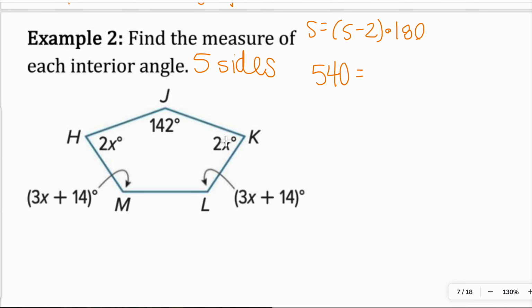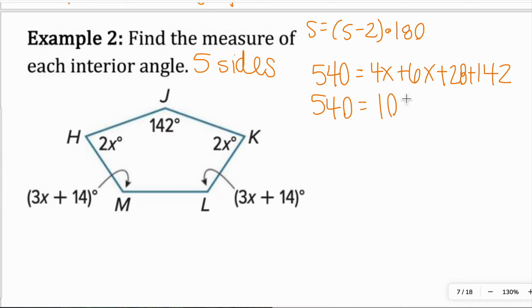So I'm going to set 540 equal to everything I see here. 2x plus 2x, that's 4x. 3x plus 3x is 6x. 14 and 14 is 28, and then I have a 142. Combining all like terms, or maybe you already did that, you're going to get 10x plus 170. Subtract 170 from both sides, you'll get 370 is equal to 10x, so that means x is equal to 37.